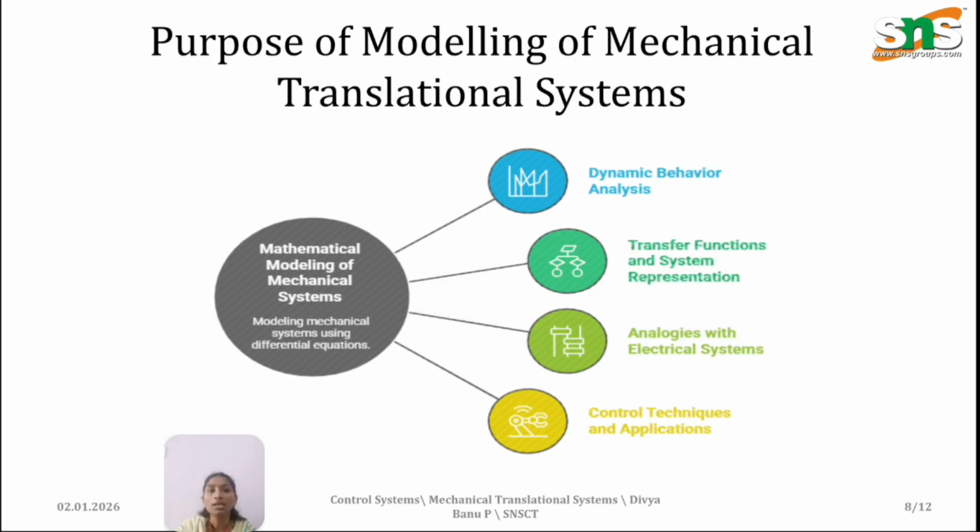What is the purpose of modeling a mechanical translational system? The main purpose is to analyze the dynamic behavior and to determine the transfer function, and to draw analogies with electrical systems, control techniques, and applications.